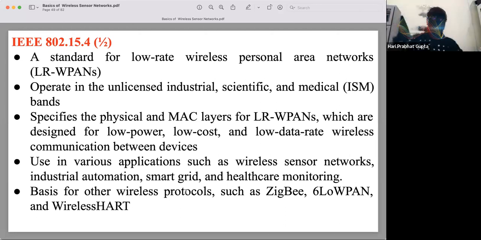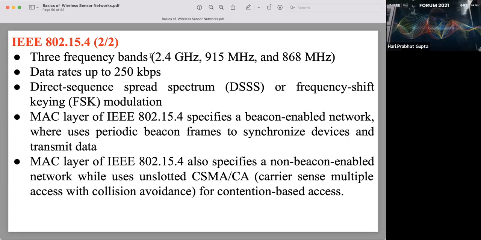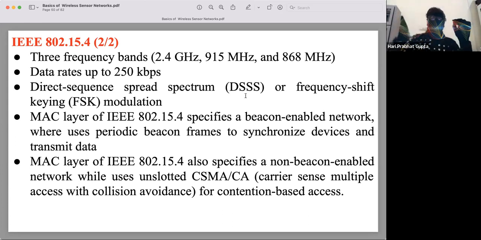And besides, the other protocols such as ZigBee, 6LoWPAN, WirelessHART, all these protocols are based on that 802.15.4. So here this standard uses 2.4 gigahertz frequency and 915 megahertz, and they use a 250 kbps data rate. So this is the important point, a very low data rate is there.